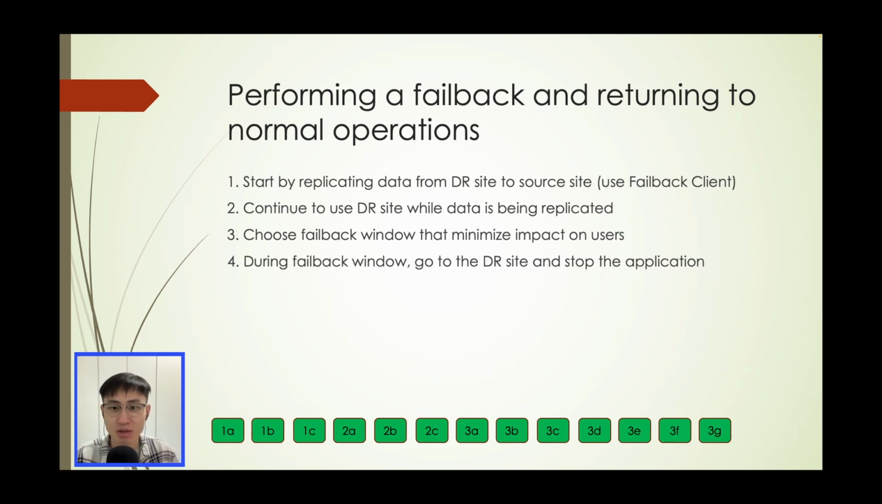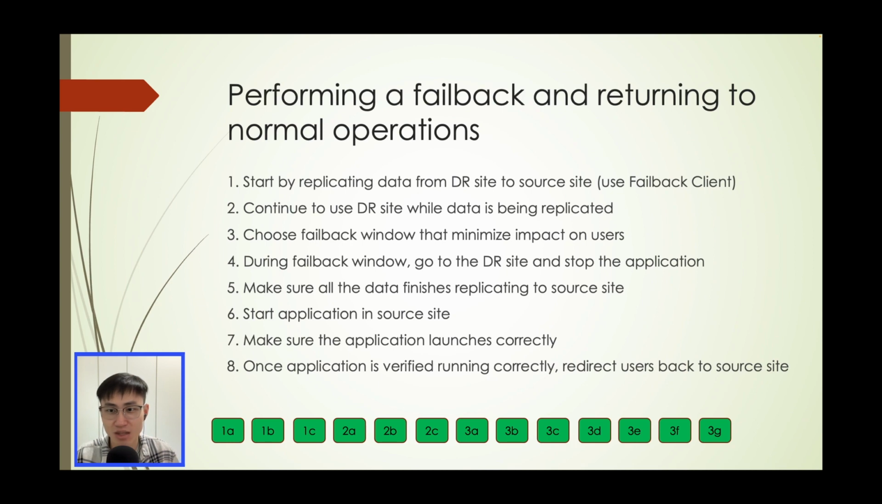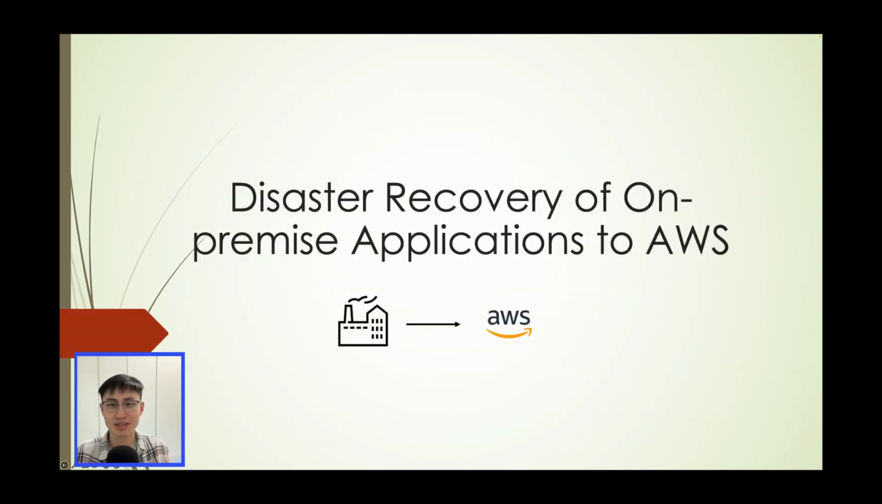And during the failback window, go to the disaster recovery site and stop the application. But make sure that all the data finishes replicating to the source site. Then start the application on the source site. Make sure that they launch correctly. And once it's ready, you can now redirect users back to the source site. So there you have it. Disaster recovery of an on-premise application to AWS.